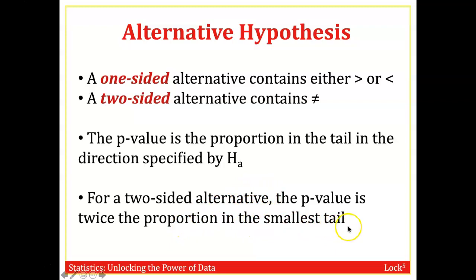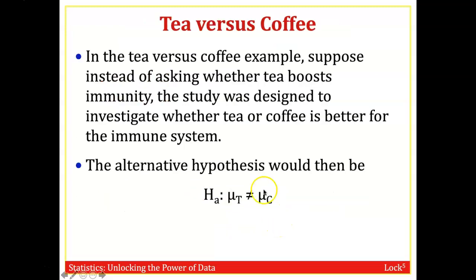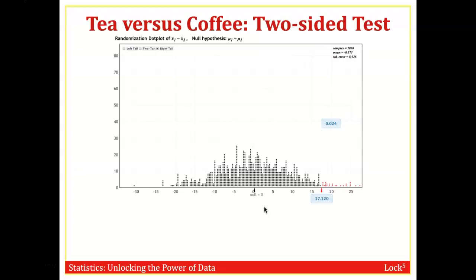So to try to think about how extreme it is, and then double that to take account of the fact that it could have been extreme in the positive direction or in the negative direction. So we'll think about that by revisiting the tea versus coffee. And let's say that we're just wondering which one is better. We're not sure. So our alternative hypothesis is just that one might be better than the other. So the null is they're equal. The alternative is they're different.